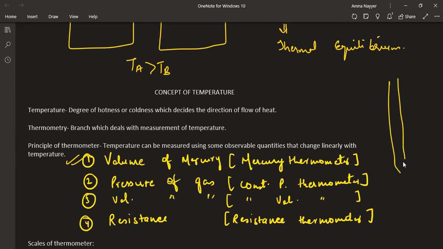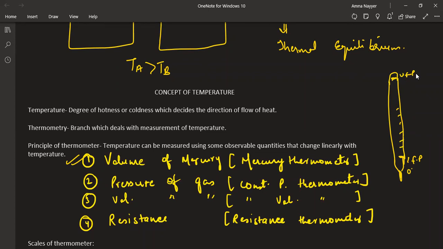There's a bulb at the fine end of it. This bulb senses the heat. You have a fixed lower point, known as the lower fixed point. Let's say it is 0 degrees Celsius. Then n number of divisions are made. And finally, at the end of the thermometer, you will have the upper fixed point, which is the final most reading of it.